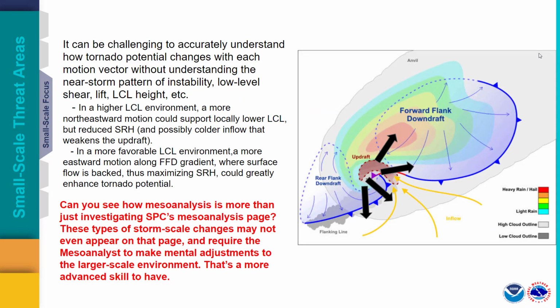It can be challenging to accurately understand how tornado potential changes with each motion vector without understanding the near-storm pattern of instability, low-level shear, lift, LCL height, and so forth. In a higher LCL environment, for example, a more northeastward motion here could support locally lower LCL, but reduced SRH and possibly colder inflow that weakens the updraft. In a more favorable LCL environment, a more eastward motion along the forward flank downdraft gradient, where surface flow is backed, can maximize SRH, thus greatly enhancing tornado potential.